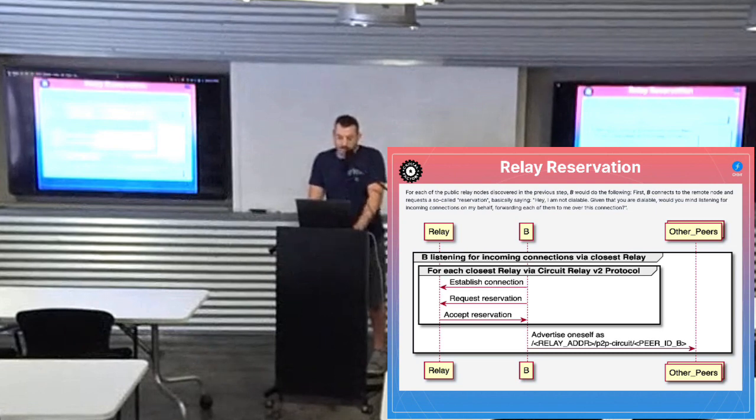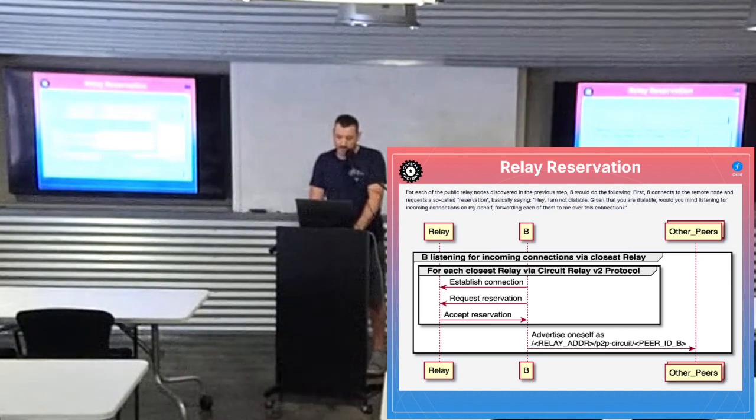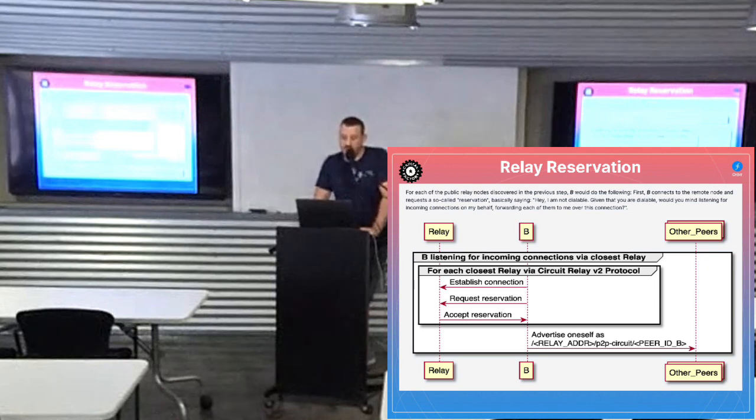So right here, for each of the public relay nodes discovered and registered, first B connects to the remote node and requests a so-called reservation, basically saying, hey, I'm not dialable. Given that you are dialable, would you mind listening for incoming connections on my behalf and forwarding each of them over to me? So once the reservation is accepted, it creates this multi-address that is the IP address of the relay, /p2p-circuit, and then a peer ID. So the peer is stored in some database table that maps to their public IP address.